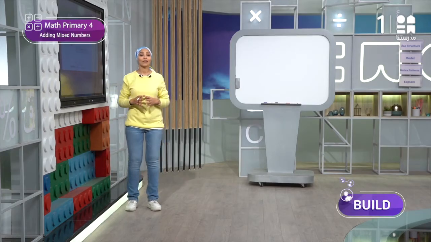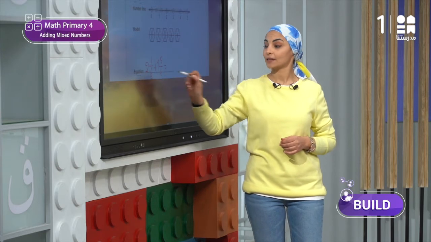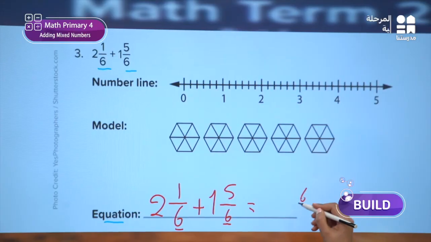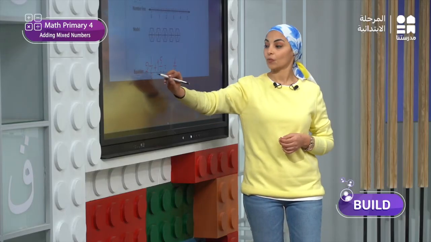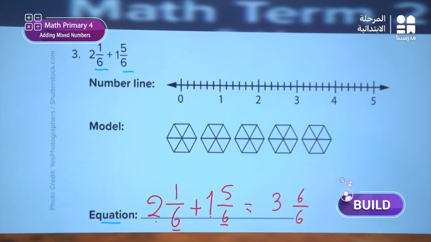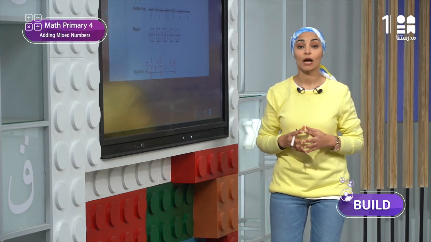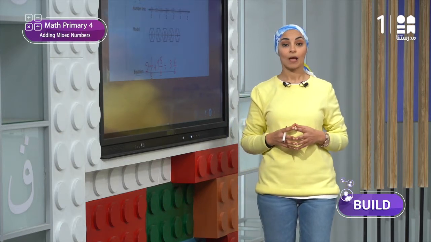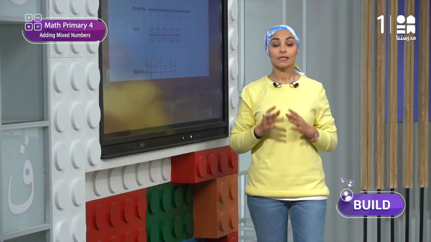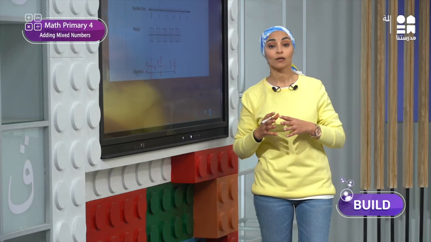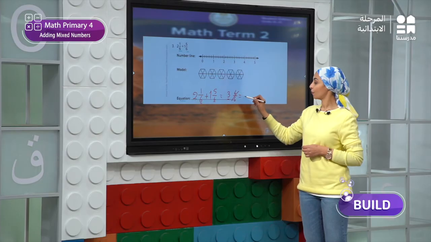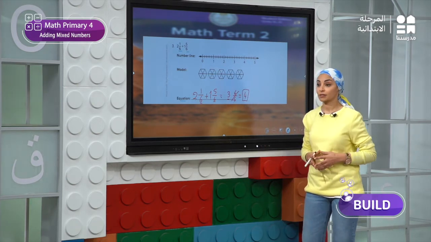First we will add the fractions. The first thing I will do is add the fractions. 1 over 6 plus 5 over 6 equals what? Yes, equals 6 over 6. And then I will add the whole numbers. 2 plus 1 equals what? Equals 3, right? So the total outcome is 3 and 6 over 6. Okay. Now as we know, we don't leave it as it is. 6 over 6 means that I have 1 whole, right? So 3 plus 1 whole gives me 4 wholes, and this is the answer.